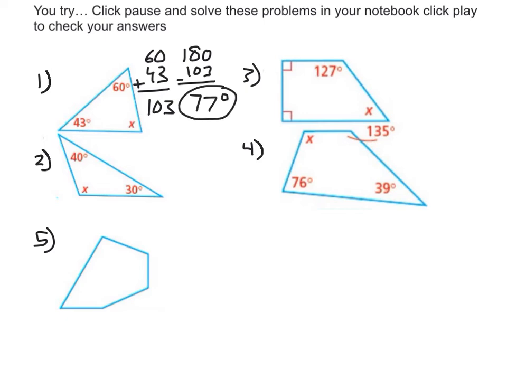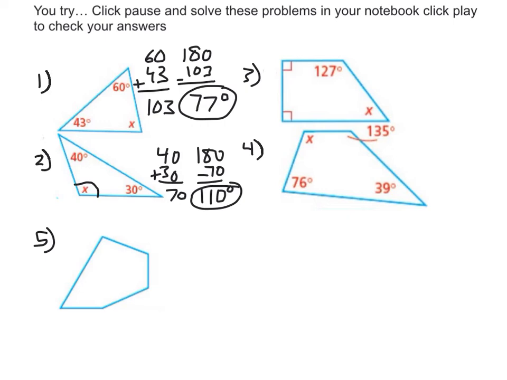For number 2, 40 plus 30 is 70, and the difference between 180 and 70 is 110. So number 2, x equals 110 degrees. And I can see that's true because I can see this angle is greater than 90.